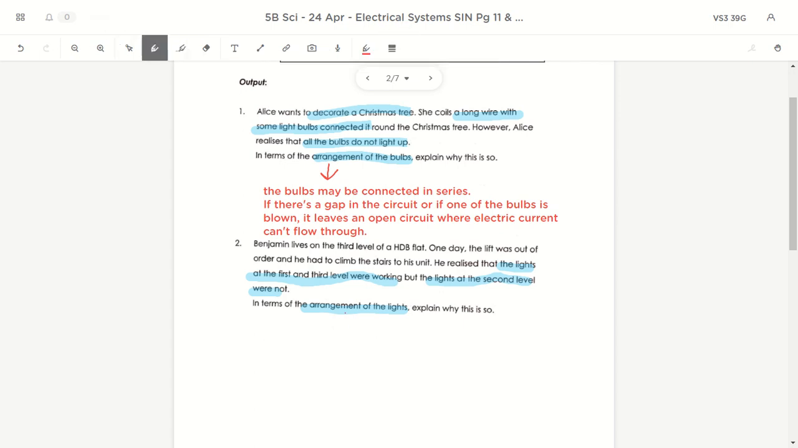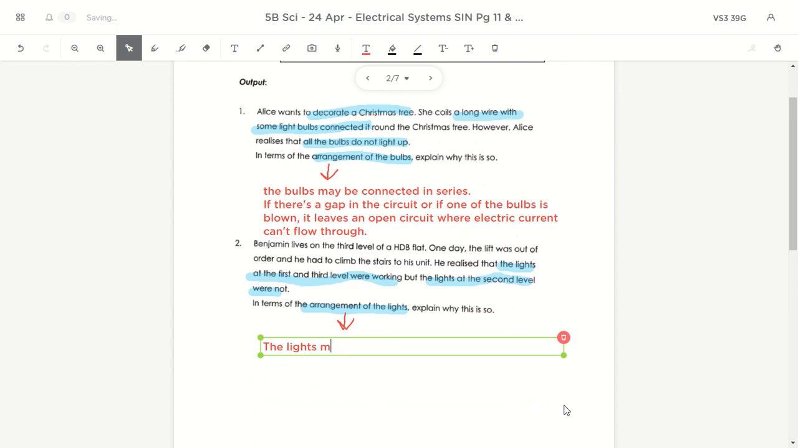Same thing. In this case, it will not be connected in series, it is probably connected in parallel. So let's write that down. The lights may have been connected in parallel. When they are connected in parallel, when the electric current cannot pass through a certain path, it can still pass through other paths that are available.